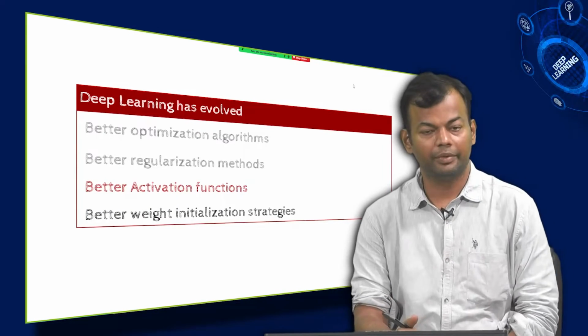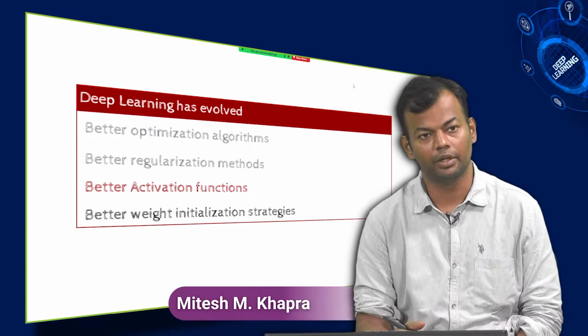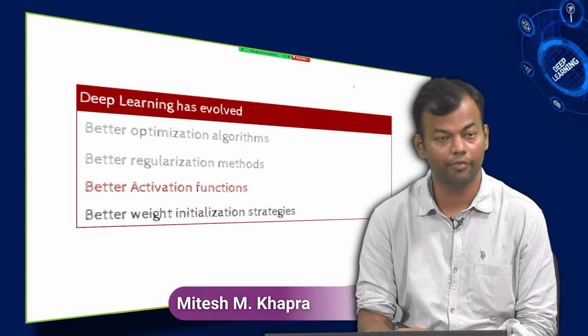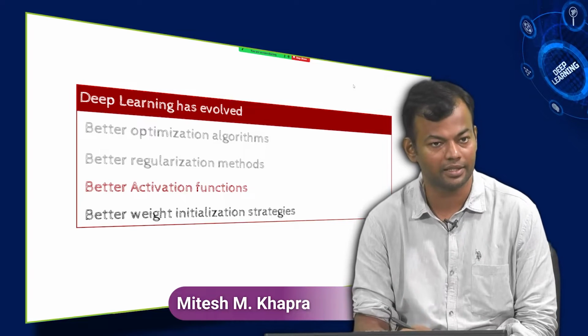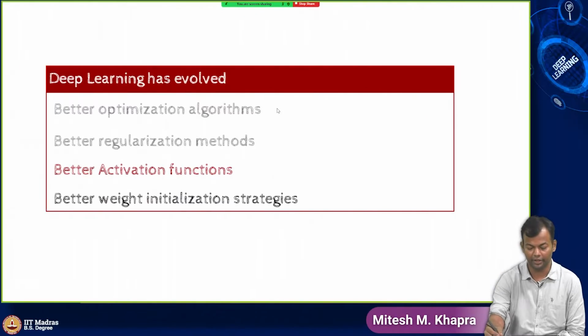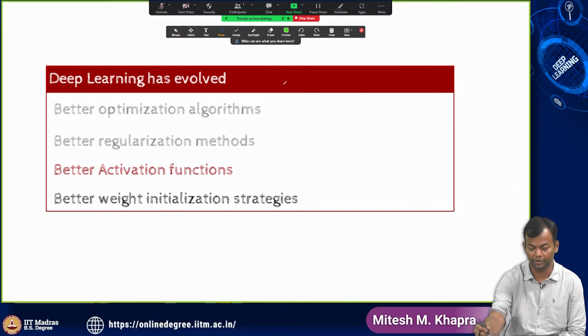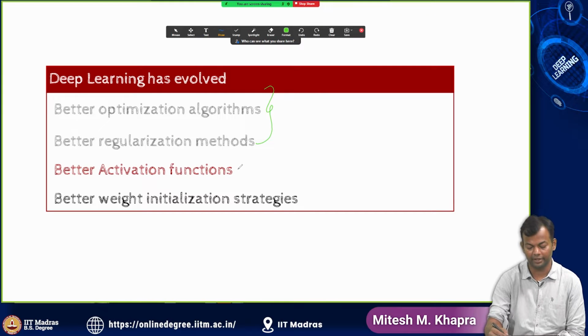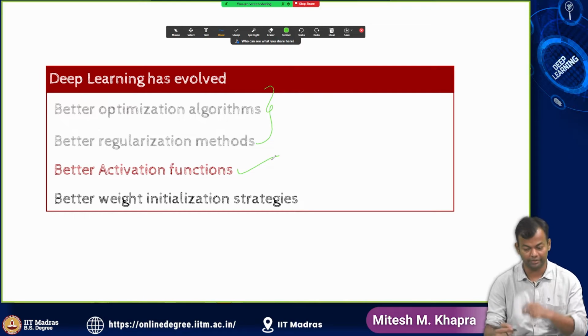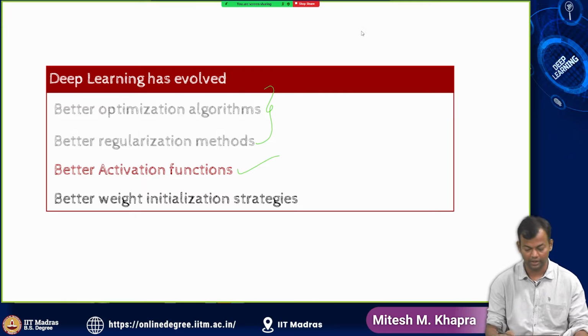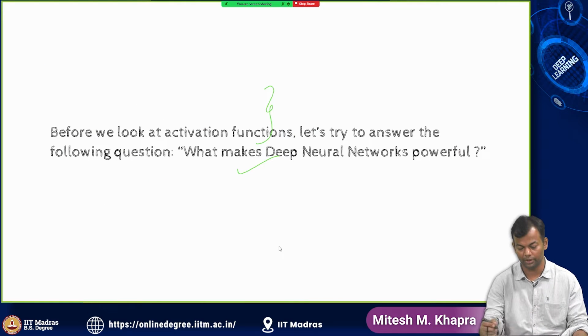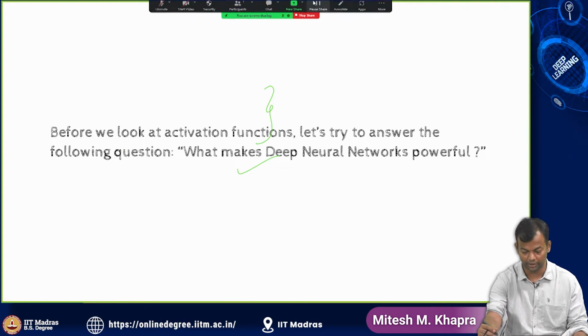So this is where we were when we left off yesterday, where we were talking about how deep learning has evolved, and there are these four axes that we were considering. We have already talked in detail about the first two, and today we'll start a discussion on better activation functions. So that's where we are. With that, let me just go to the next module.